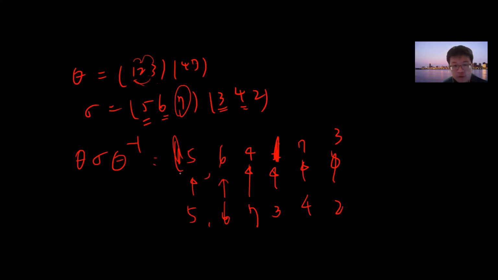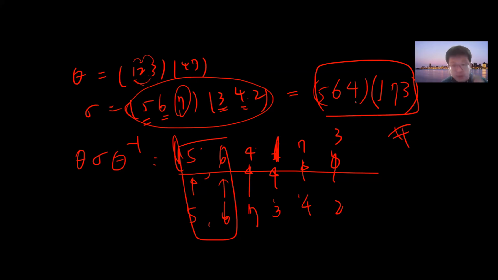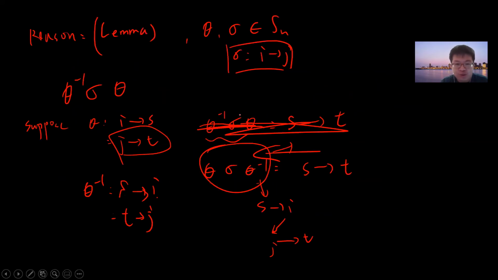From here you see 5 by 5, 6 by 6. So now you can write down your answer, replacing in terms of this. It becomes 5 to 5, 6 to 6, 7 becomes 4, and 3 becomes 1, and 4 becomes 7, and 2 becomes 3. You can try it by brute force, but hopefully this theorem tells you the answer.